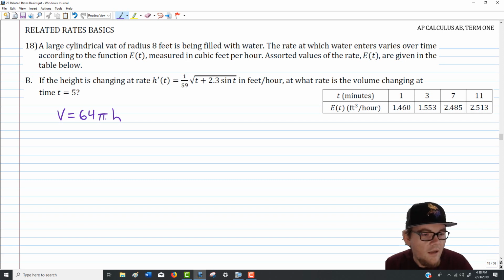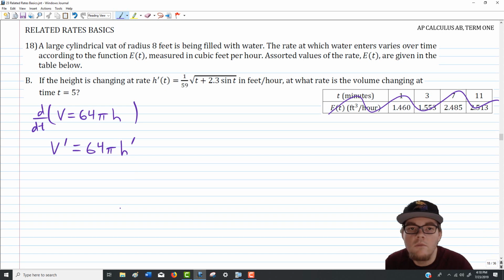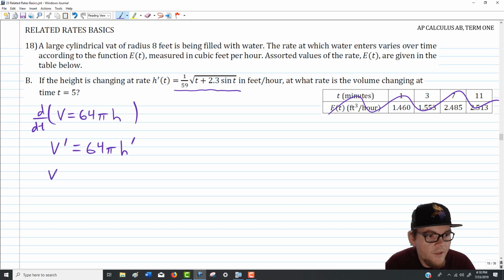From here, we won't even need the table in this case, in fact we won't be able to use the table anymore, so we can dump that for the moment. If that's the volume, we again can differentiate it with respect to time t, and unsurprisingly we'll get dV/dt is equal to 64 pi times dh/dt, or h prime. They're telling us right now what h prime is equal to, so while we search for V prime, we know that V prime is going to be equal to 64 pi times h prime of t, and h prime in this case is 1 over 59 square root of t plus 2.3 sine of t.